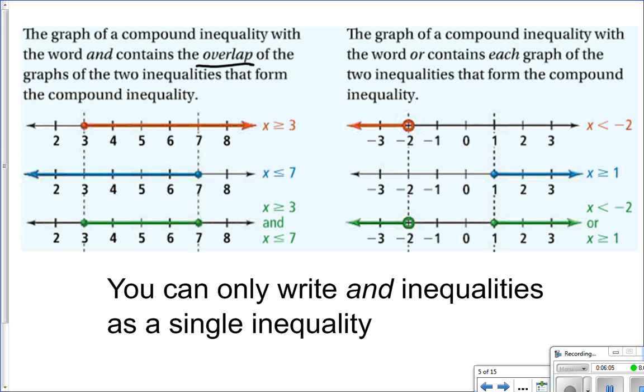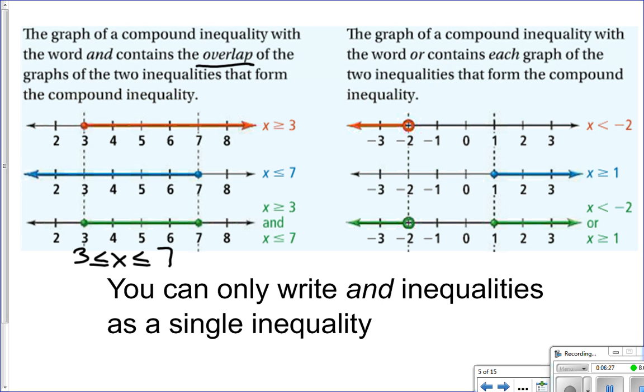So my compound inequality is x is greater than or equal to 3 and x is less than or equal to 7. So to write that as a compound inequality, since I know x is greater than or equal to 3 and x is less than or equal to 7, I combine them into one inequality. So that's an "and" inequality written as a single one.